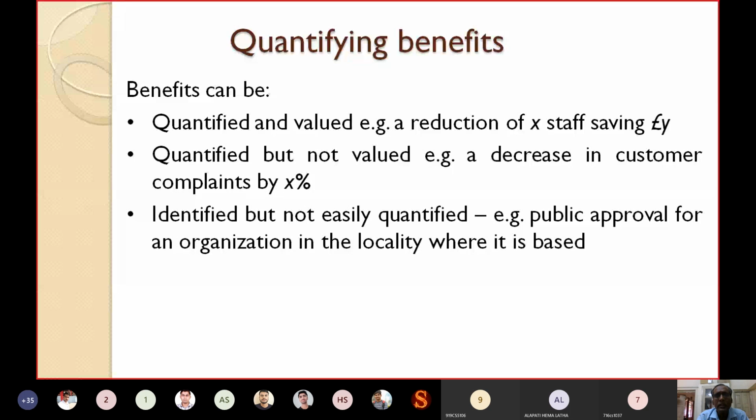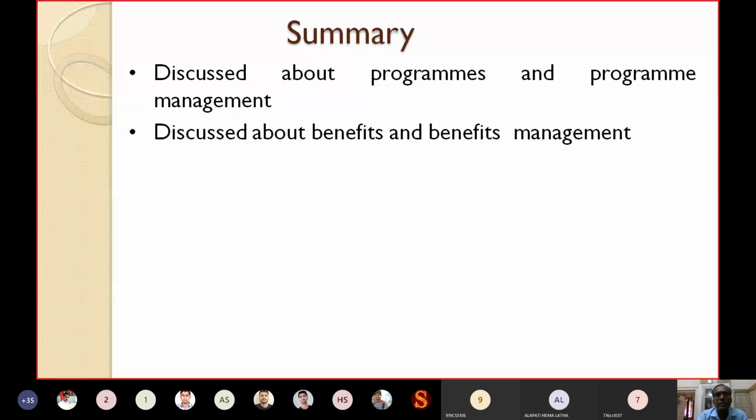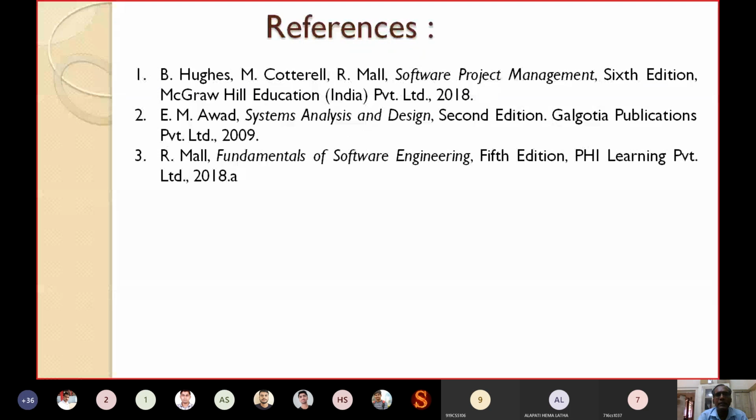This is something about quantifying benefits. So let's see the summary. Today we have discussed programs and program management, the difference between project and program, and the difference between project manager and program manager. We have also discussed benefits, the different types of benefits, and benefits management. These things we have discussed today. We have taken this from reference one. You can see it yourself.